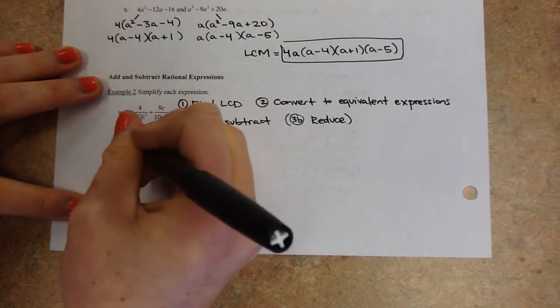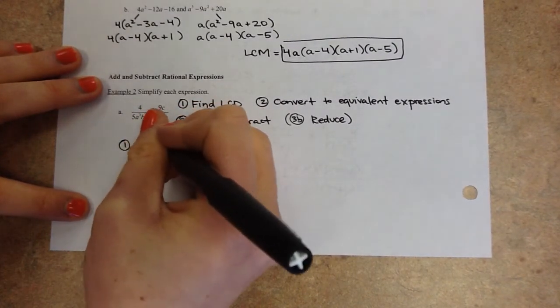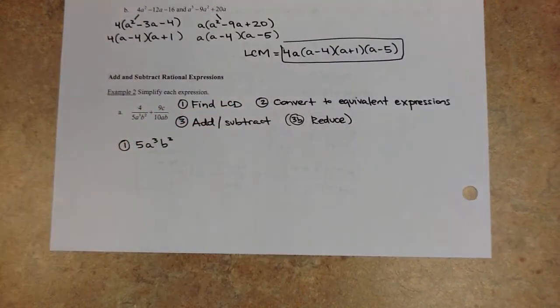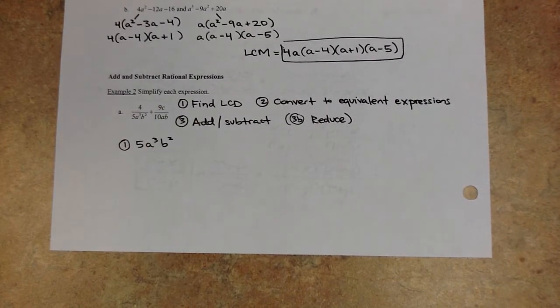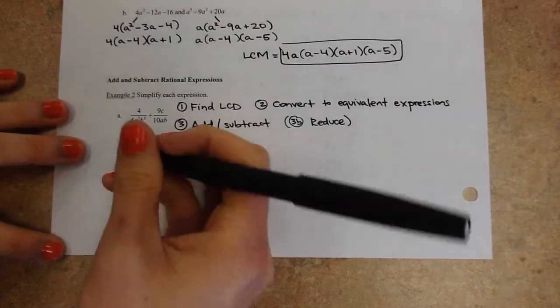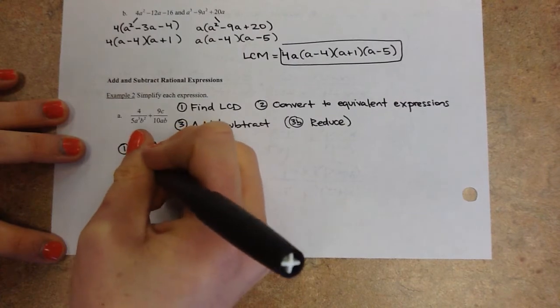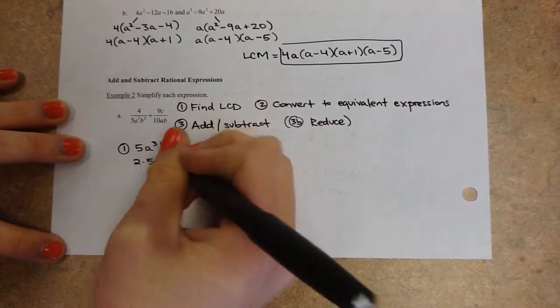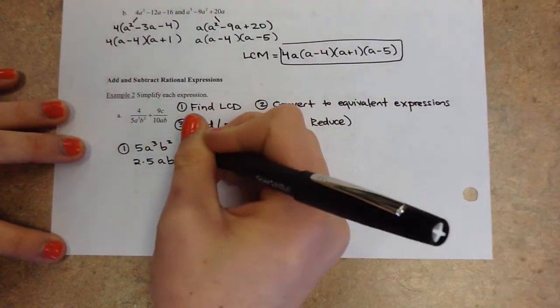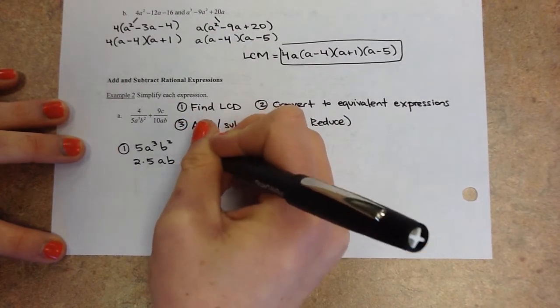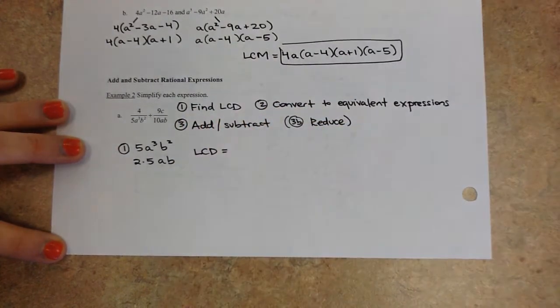So let's start with 5a cubed b squared. That's actually already as factored as it can be because the 5 is prime. The 10ab, I can write 10 as 2 times 5. And then I have 1 copy of a and 1 copy of b. All right, so with that, let's come up with the least common denominator.